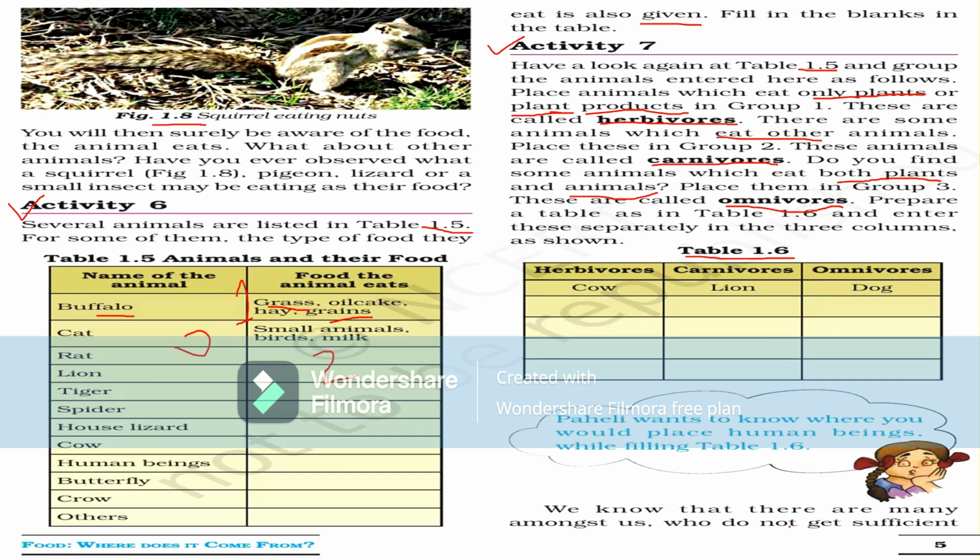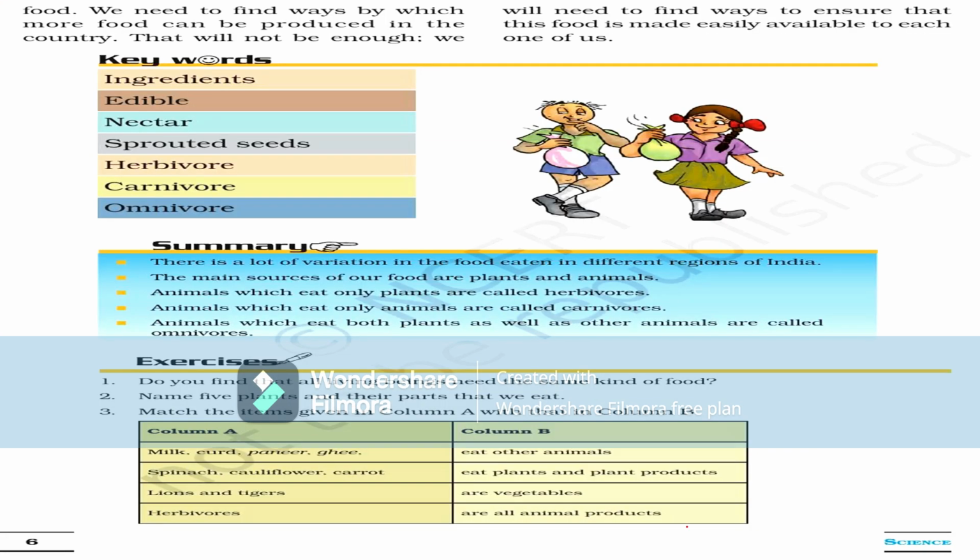Okay, next we'll move towards the next part. We know that there are many amongst us who do not get sufficient food. There are beggars and others who have no food. So when you don't want to eat food, don't waste it. Just give it to them, so they can fill their stomach.